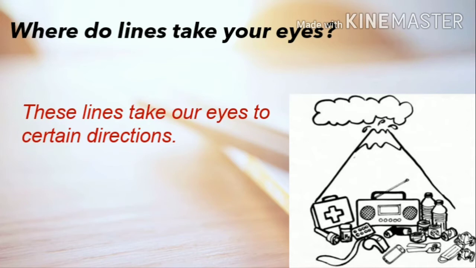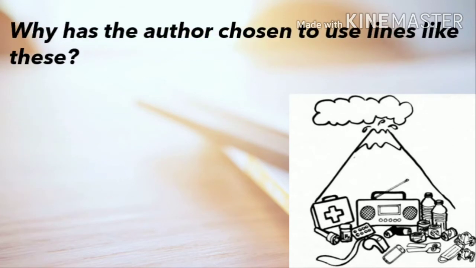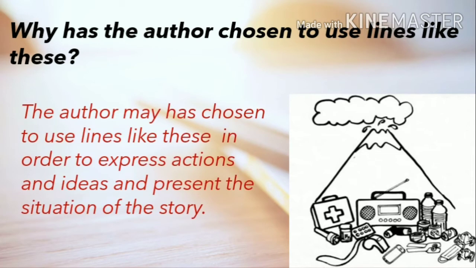By just looking at an erupting volcano in the image, together with the necessary emergency kit, this maybe tells us that we need to be prepared. That preparation is indeed very important. Why has the author chosen to use lines like this? The author may have chosen to use lines like this in order to express actions and ideas and present the situation of the story.